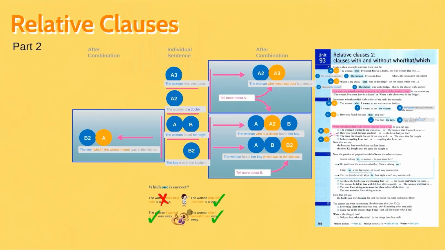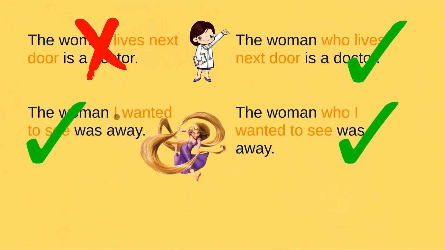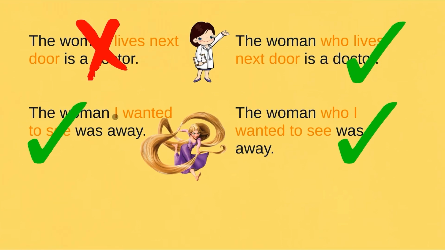So that's why the woman I wanted to see was away, and the woman who I wanted to see was away, are both correct. The word woman is the object. B2, the woman was away. I wanted to see the woman. I wanted to see the woman, and the woman was away. And that's why both of them are correct, because you can either put in who or drop it out.